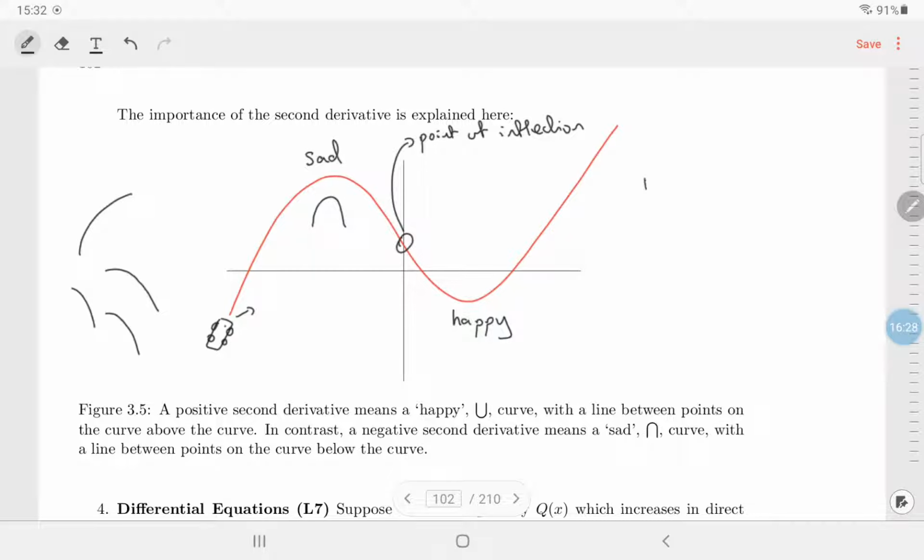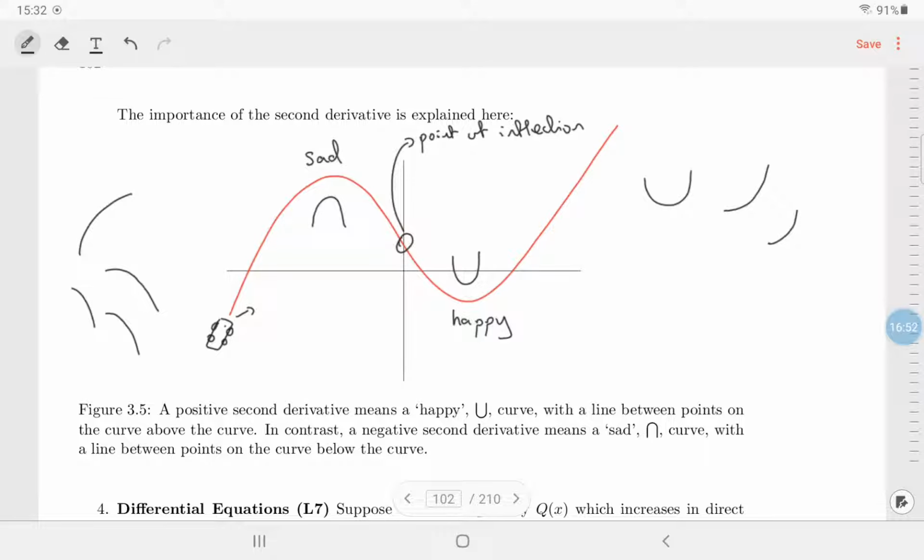And then happy, you don't have to make a full U. You can just be a bit of U. Something like that. So this is sad, N-shaped, and this is happy, U-shaped. So we'll call all of these things on the right U-shaped, even if they don't make full U's. And we'll call all the things on the other side N-shapes, even though they don't make N's.